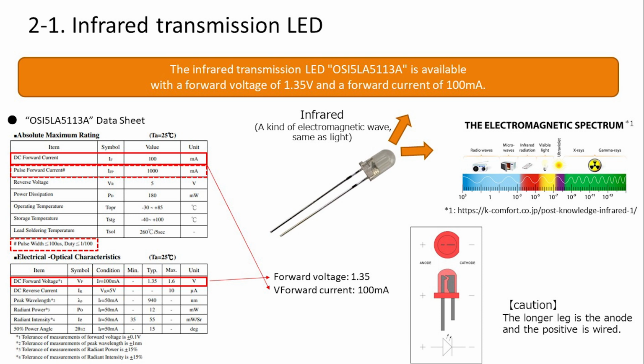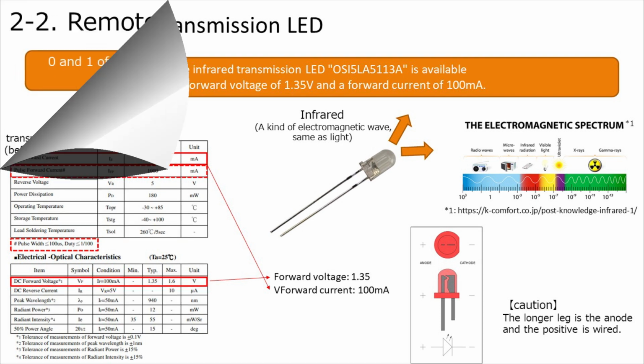a normal LED. This time, it will be used with a forward voltage of 1.35 volts and a forward current of 100 milliamperes. As a reference, the contents of the dotted red frame are used, but there is no problem even if you use up to 1A momentarily. However, the time interval must be 100 ms or less and the duty must be 1/100th or less. I think that the duty is not satisfied, so I will consider using it as 100 milliamperes.